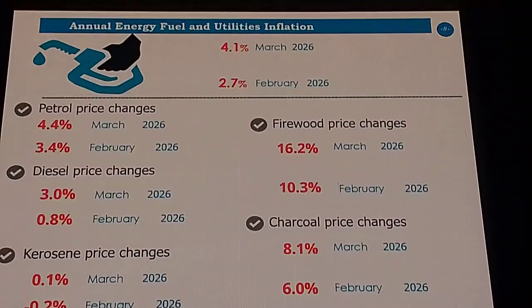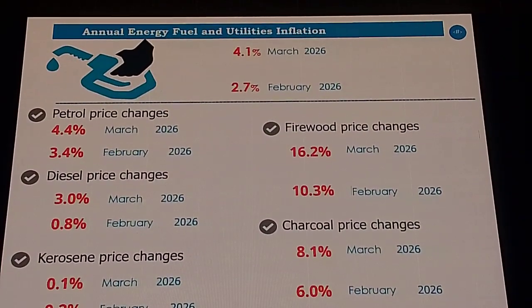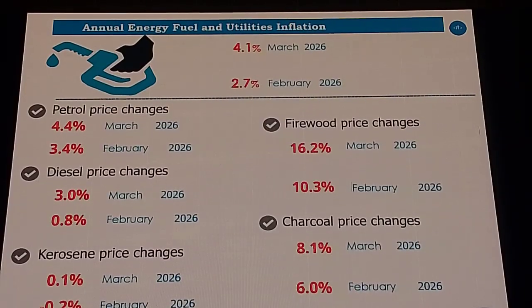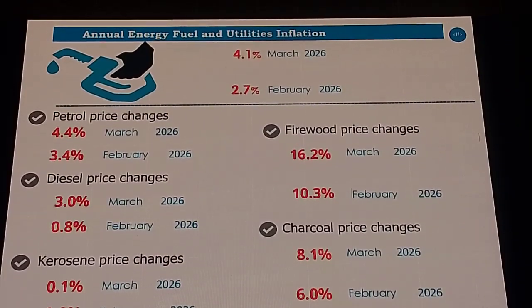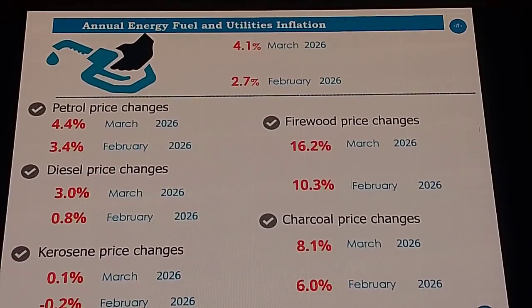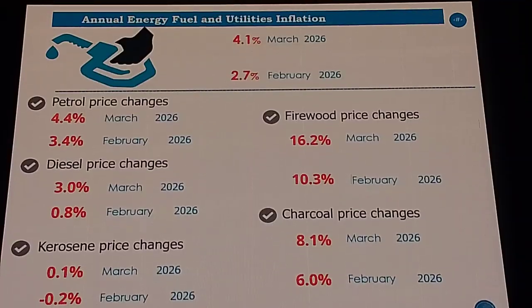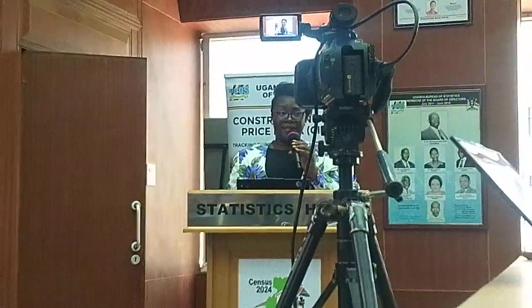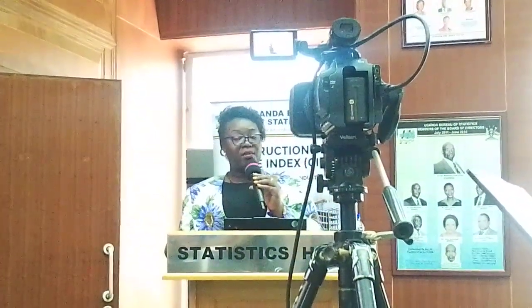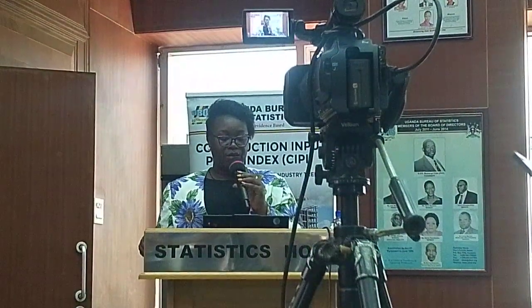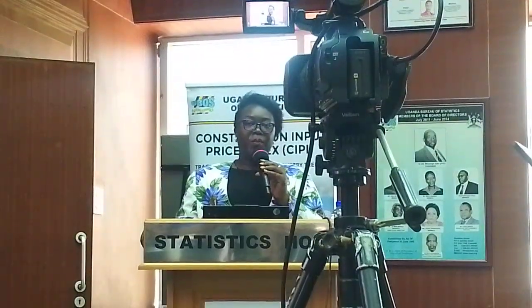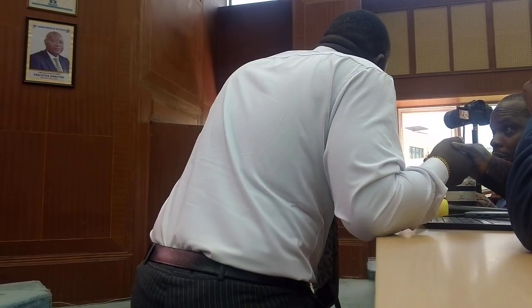Ladies and gentlemen, now we are done with the food crops and related items. On annual, we are looking at the annual energy, fuels and utilities inflation. So for the month of March 2026, we see an increase in this category of energy, fuels and utilities, which has increased to 4.1% this month of March 2026 compared to the 2.7 that we recorded in February 2026.